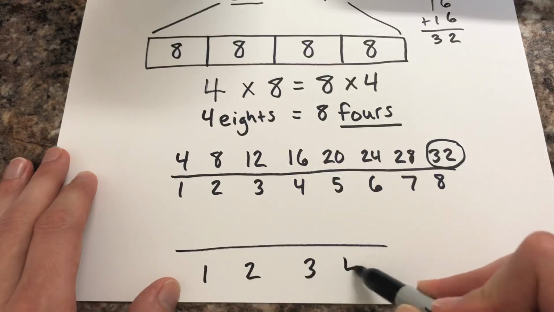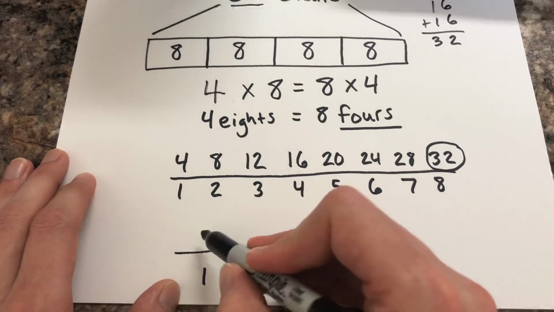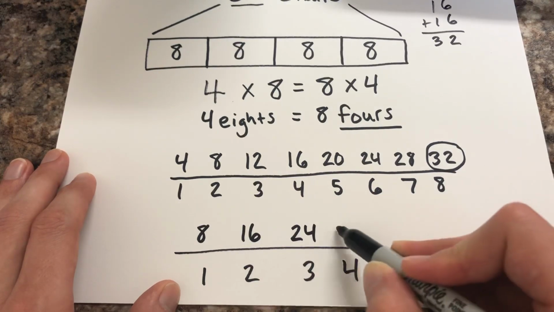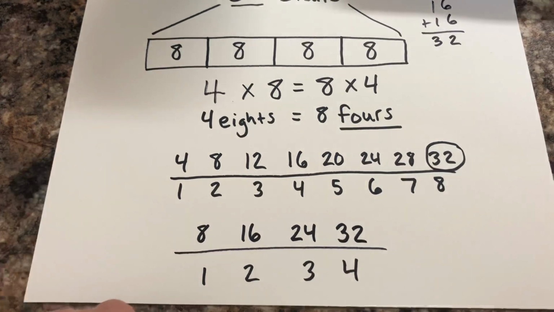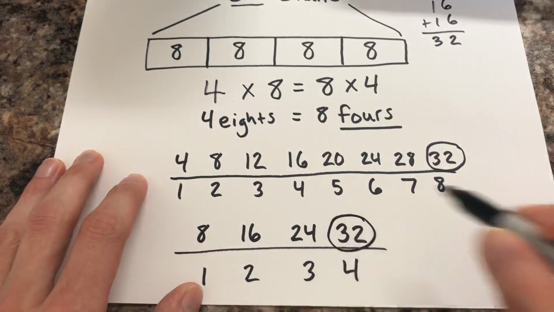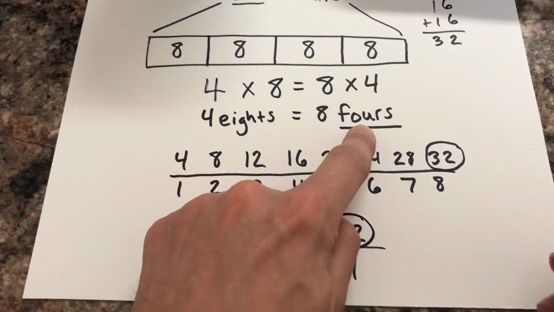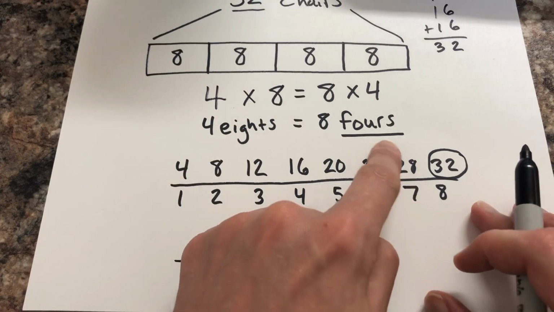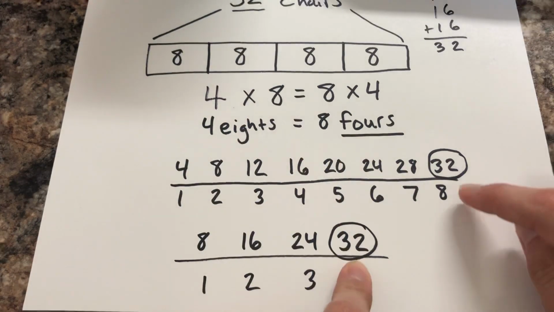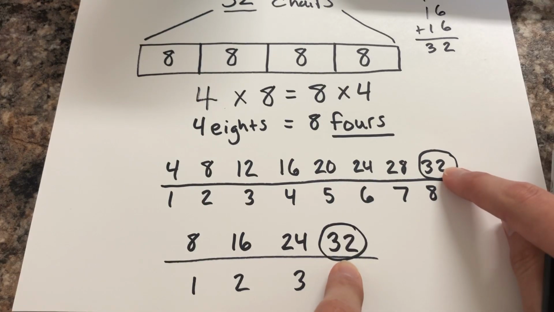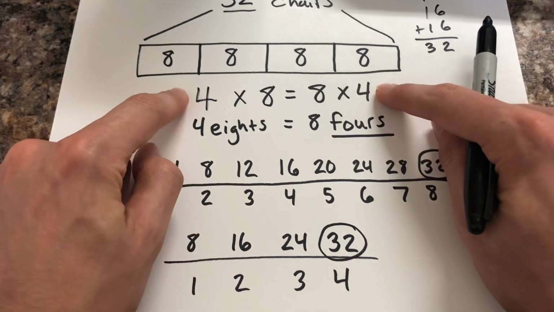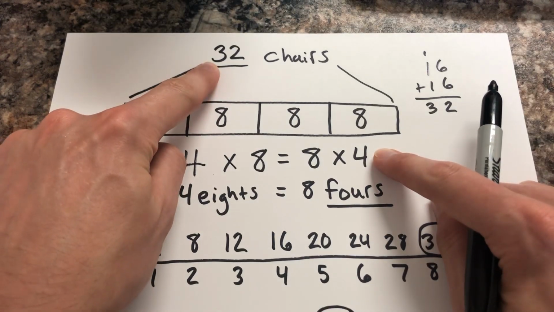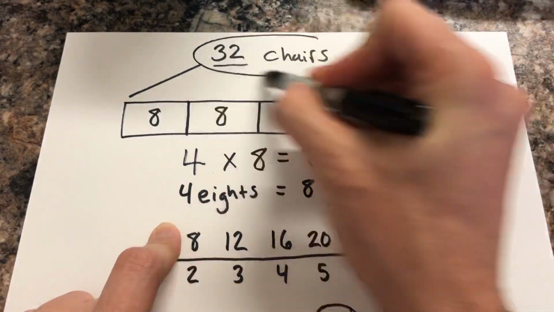And also skip counting by 8s 4 times: 8, 16, 24, 32. If you skip count by 8s 4 times, or you skip count by 4s 8 times, it doesn't matter. You get to 32 each time. That's another reason why the commutative property is the same. So our answer is 32. 32 chairs is our total.